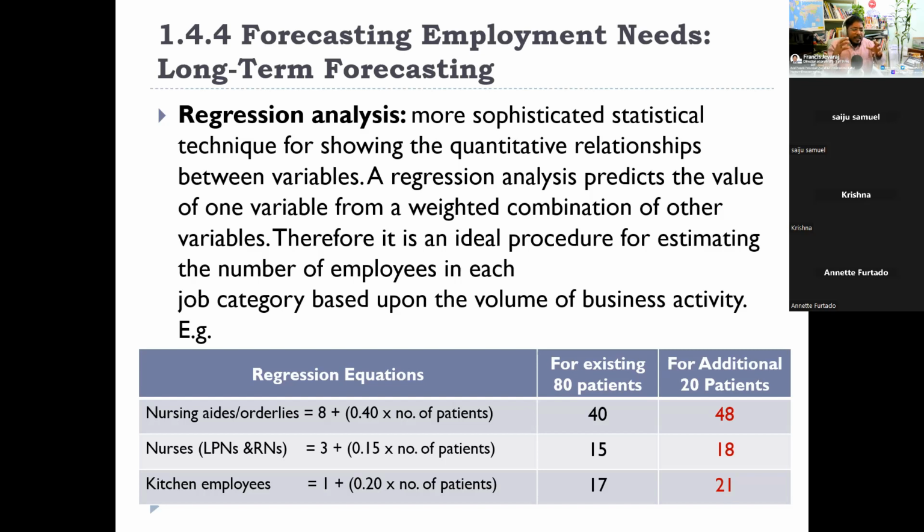By analyzing the relationship, the hospital can develop the regression analysis equation predicting the staff needs based on changes in the patient volume, from 80 patients to, if you are increasing, 100 patients, meaning 20 additional patients. So what will be the scenario? We can come out with the figure. So the regression equation for estimating the number of employees in each category based on the volume of patients treated can be expressed like this.